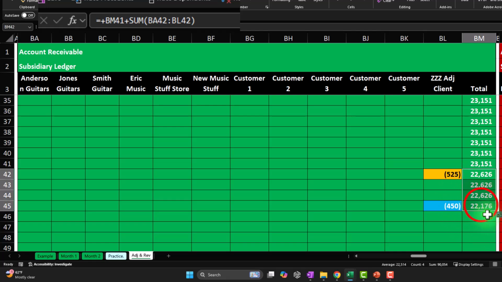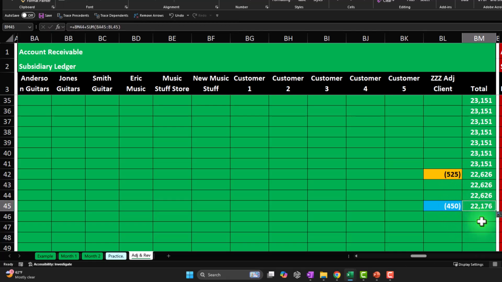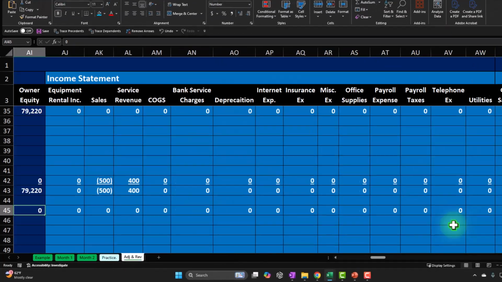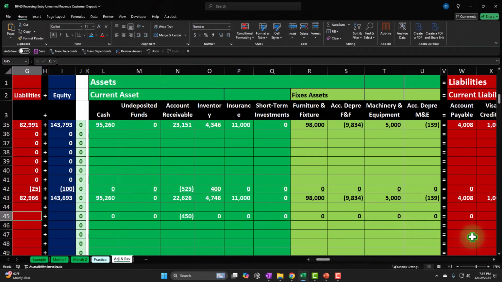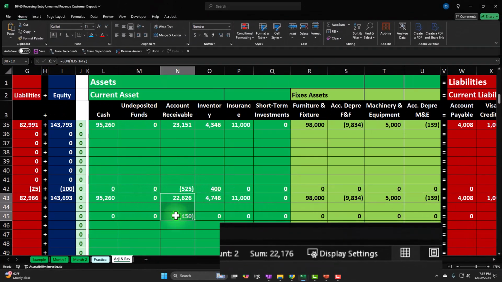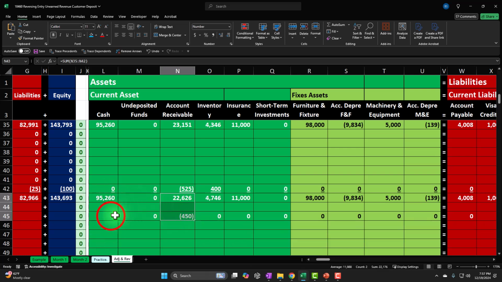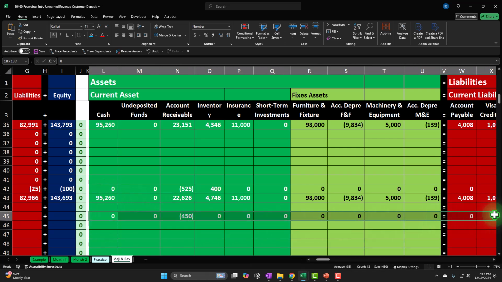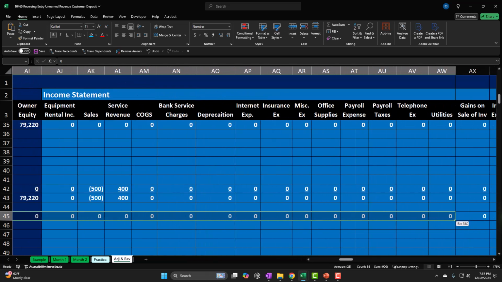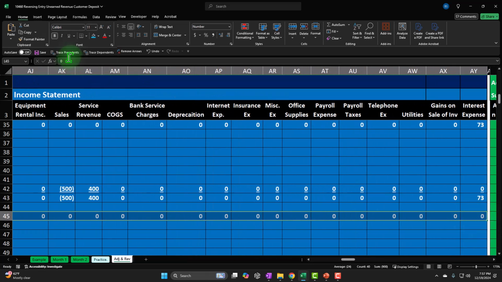All right, I'm going to copy that down. So our balance is now at the 22,176. That should tie out to what's in the AR after we adjust this. This minus this is the 22,176. Let's put an underline across the board. We're going to go to the Home tab, Font Group, underline.